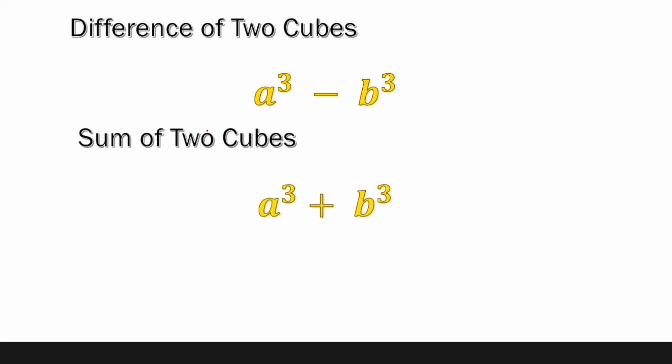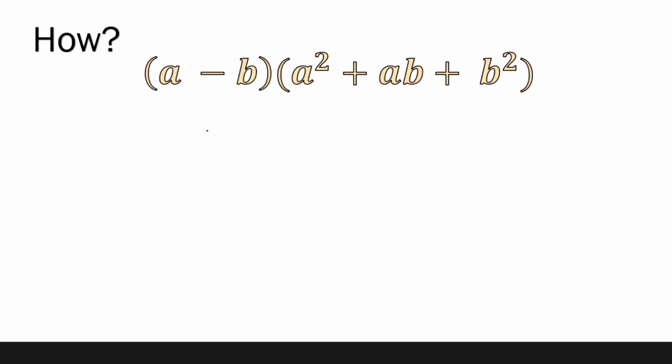So, sir, paano naman yan? Pero, siyempre, unang-una, alamin muna natin saan galing yan. So, from a minus b, a squared plus ab plus b squared, dyan po nabuo yan. So, we're going to distribute this letter a here sa tatlong, actually, silang dalawa, pero isa-isa lang. Distributive property lang.